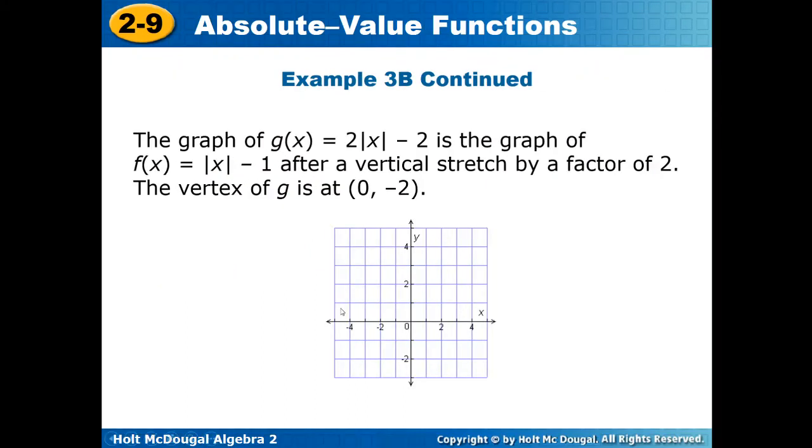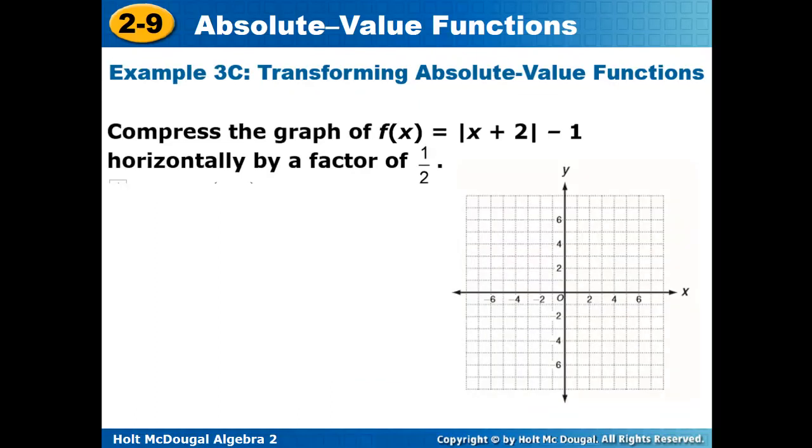All right, so the vertex is at 0, 0 for our parent function, but this function, they told us, is a vertical stretch by a factor of 2, and so there's the new one. So here's our f of x equals absolute value of x minus 1, so we see that that moved down 1, and then this one was a vertical stretch by a factor of 2. All right. Oh, we have one more. Okay. So our last one is a pretty interesting one.